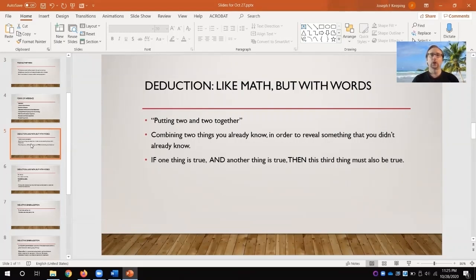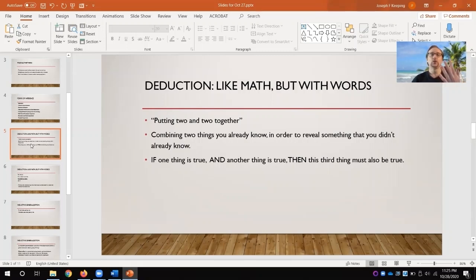For example, let's say the mailbox key is missing and only me and my roommate have access to the mailbox key. Well, putting two and two together, I can conclude that my roommate has the mailbox key. You can think of deduction as being like math, but with words instead of numbers. Do you remember doing things like mathematical proofs in high school? Well, that's basically how deductive reasoning works.